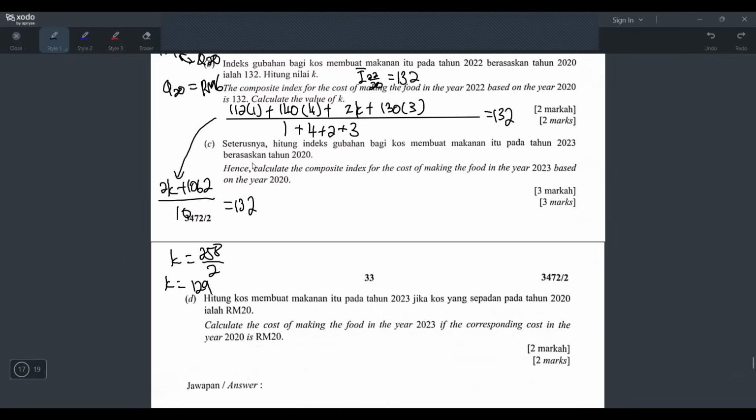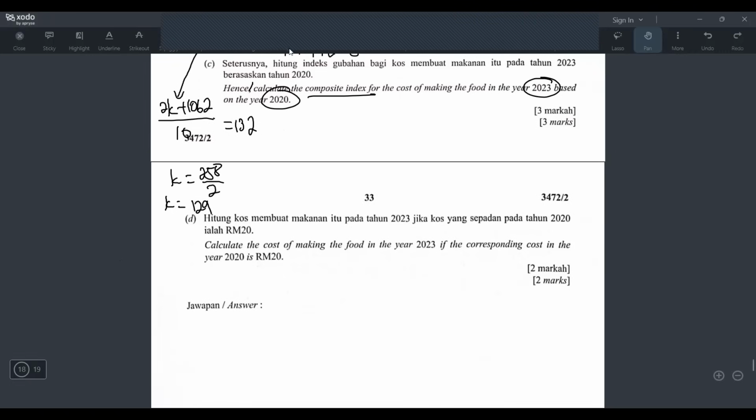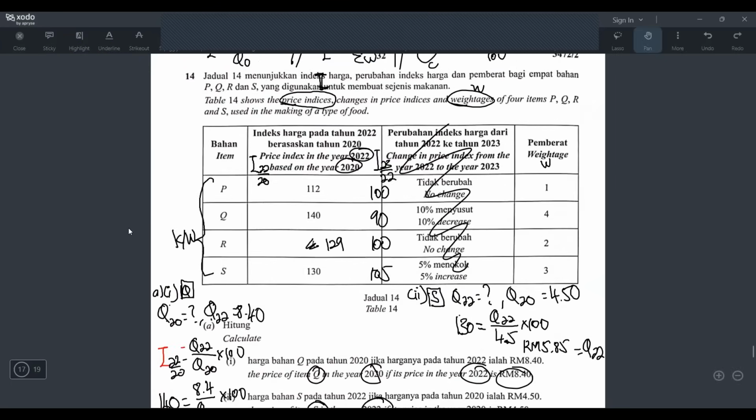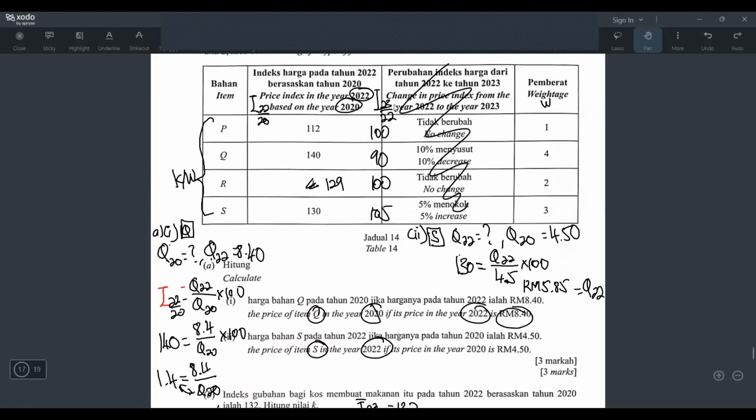Okay, C says what? Hence calculate the composite index for the cost of making in the year 2023 based on 2020. So how to do question C? They want 2023 based on 2020. So for question C, they want to find composite index for 2023 based on 2020. But in order to find this, you need to make sure you have the I for 2023, 2020 first, right? But do I have that? Don't have. Yeah, we only have 2220 and 2322.